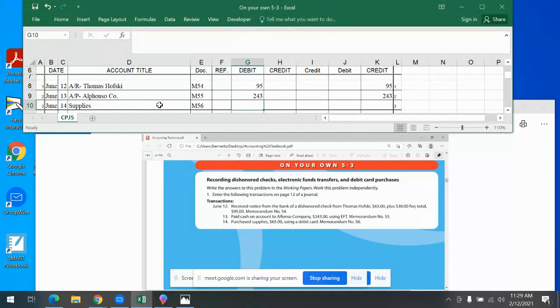Now I'm buying supplies, Jace, so I'm gaining supplies. Do I debit or credit? Debit for $65. And I'm using my debit card, but it's same deal as cash. So do I debit or credit cash? Excellent.